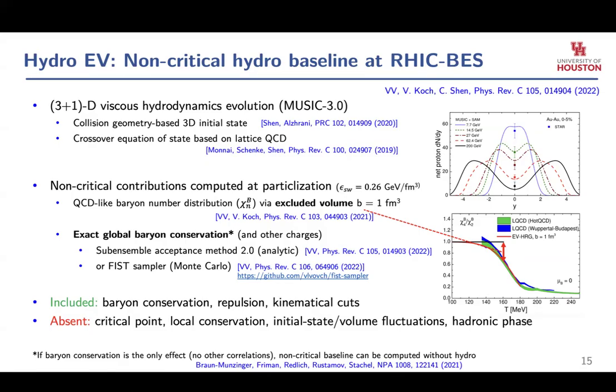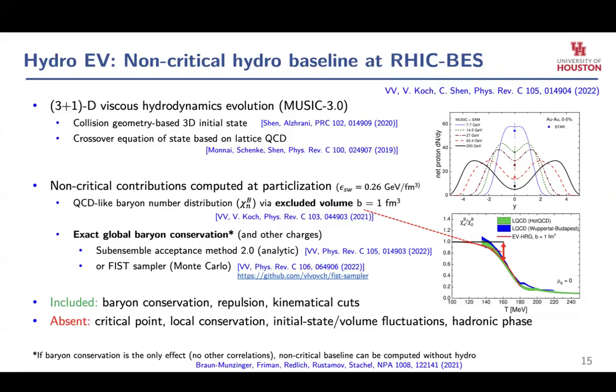And since it's a fully dynamical calculation, we also applied kinematic cuts as in the experiment. We have not incorporated critical point dynamics here. This is not critical hydro, so that is consistent. Additional local conservations of baryons or volume fluctuations are also not included. A hadronic phase we looked at briefly, but it's not included in the plots shown here.